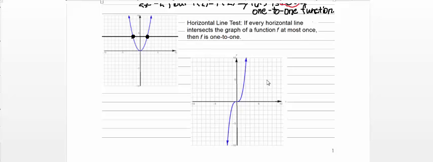Here we have the graph of f of x equals x cubed. That's an example of a function that is one-to-one. Notice how I've shown 2 horizontal lines, and actually every horizontal line only intersects this graph once. So this is an example of a one-to-one function.